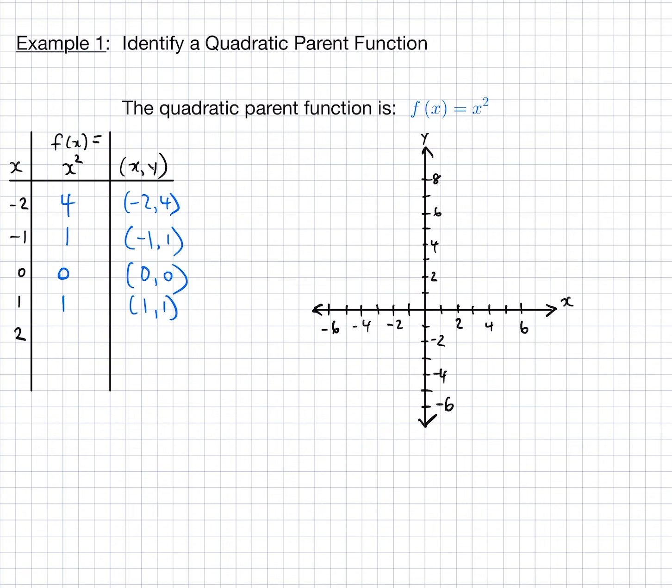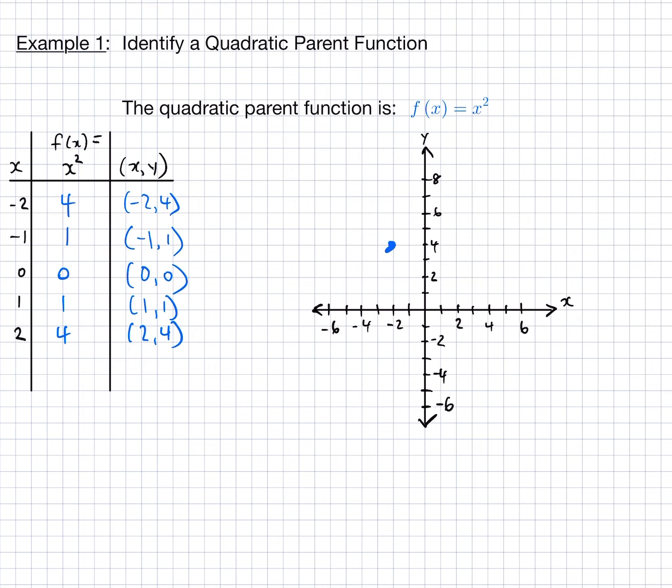And then lastly, we have the input of 2, and we put in 2 for x. 2 squared is going to be 4. So that's going to be (2, 4). Now, let's go ahead and plot these. So (-2, 4) is going to be -2 on the x-axis, so -1, -2, and then going up 4: 1, 2, 3, 4. We're going to plot a point there.